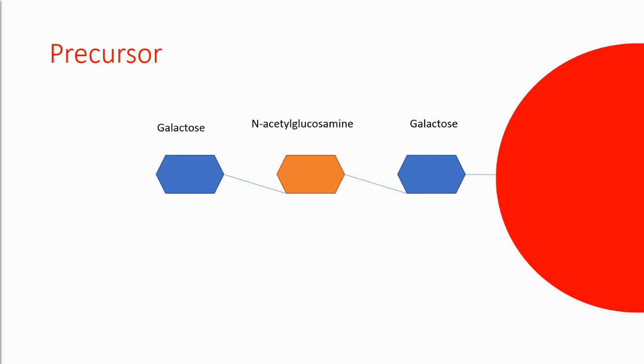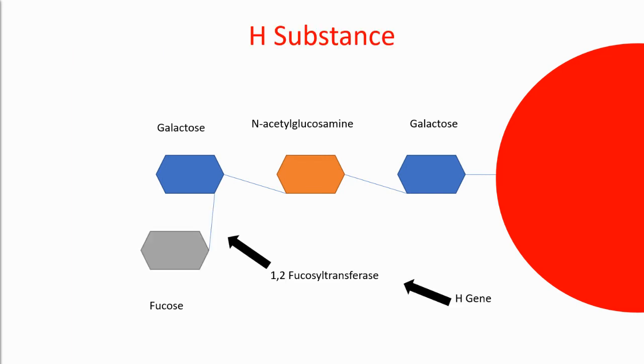To look at this in another way, the precursor must be expressed in all red cells and is made of a galactose, N-acetylglucosamine, and a galactose. The next stage is production of H substance. The H gene expresses 1,2-fucosyl transferase, which transfers a fucose sugar onto the terminal galactose of the precursor. Group O only has H substance, with no further modification to it or any other antigens on the cell surface.